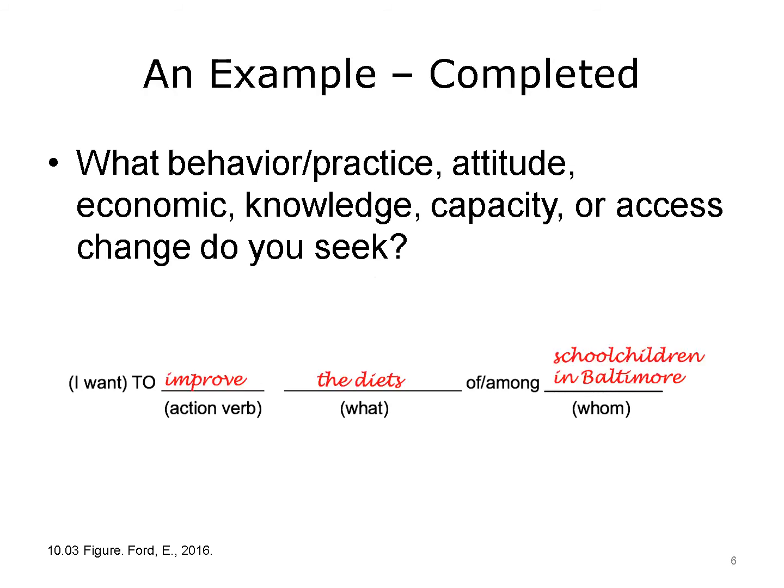So for this example, the blanks could be filled in to make the goal: I want to improve the diets of children among our schools here in Greater Baltimore. This is a very specific quality goal. You can see that there are many different ways we can go about this.